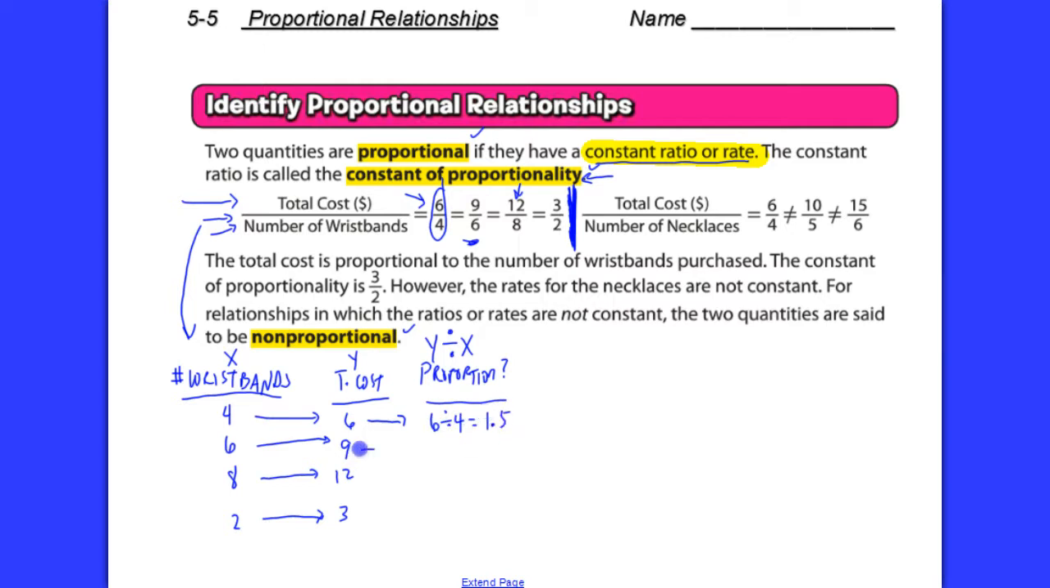Let's try the same thing for the second one. 9 divided by 6. And you can check me on a calculator here. My calculator says 1.5. So this might be proportional. If every single one of these is the same, then it is proportional. 12 divided by 8 is also 1.5. How about the last one, 3 divided by 2, which is 1.5. Because these are all the same, we can say yes, this is proportional.